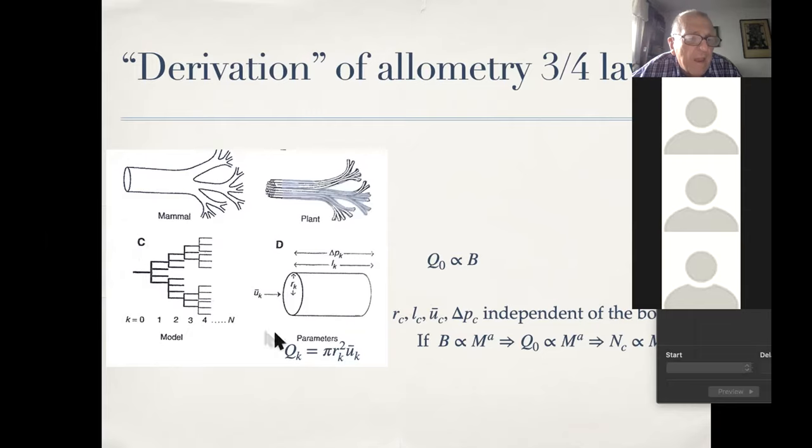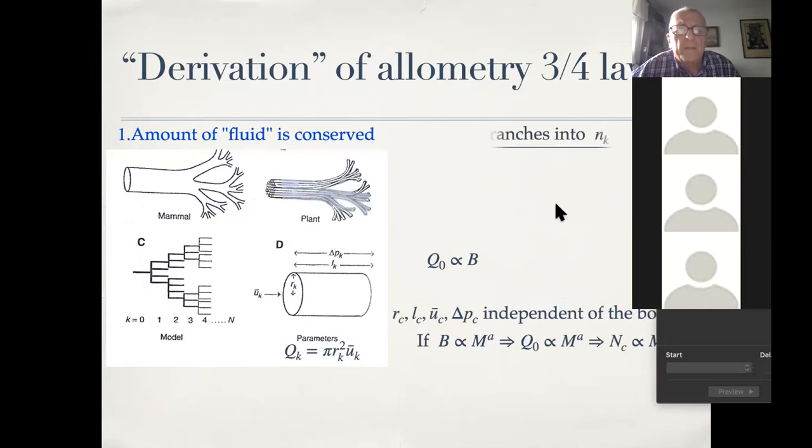So I know that the rate of flow of the liquid through that pipe is proportional to the area of the pipe and PRK square times the average velocity of the liquid with the nutrition of the blood in that pipe. So I build up the model, and now I will systematically use a certain fundamental assumption. The first is that the amount of fluid is conserved. Whatever comes into the zero order layer of our network goes on there and it's not lost.